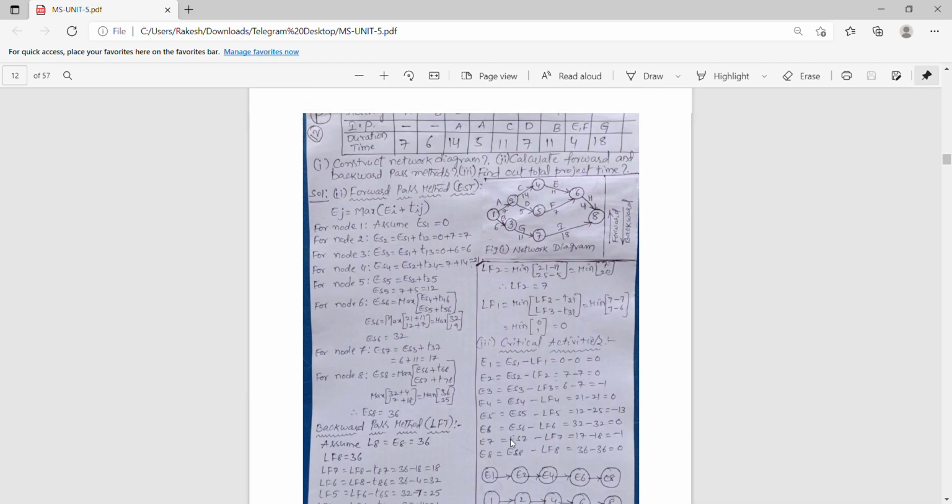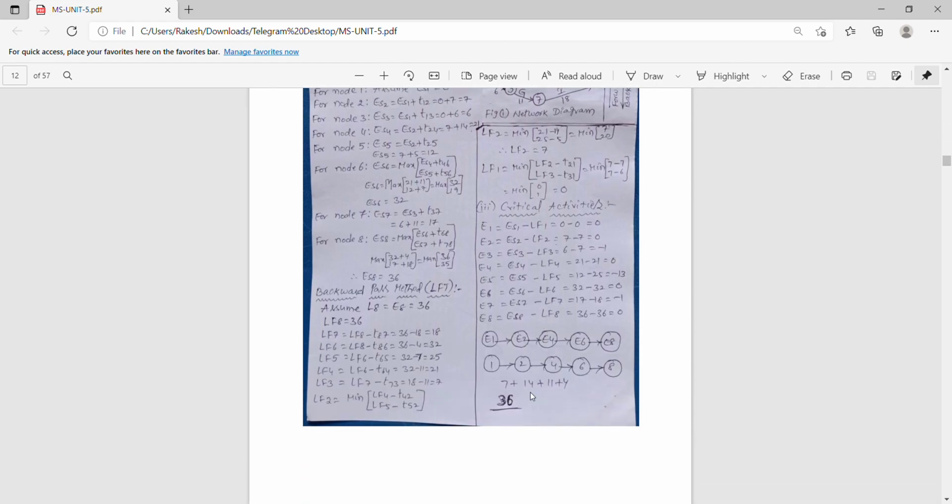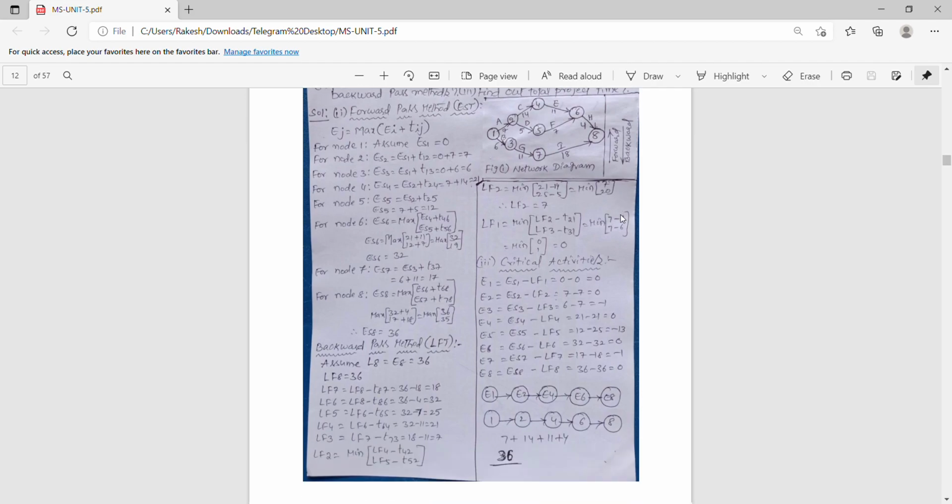That is the total project time. This is the maximum time we get. You can find all paths, but only this one is the maximum path. We have to find the maximum path using the forward and backward pass methods.